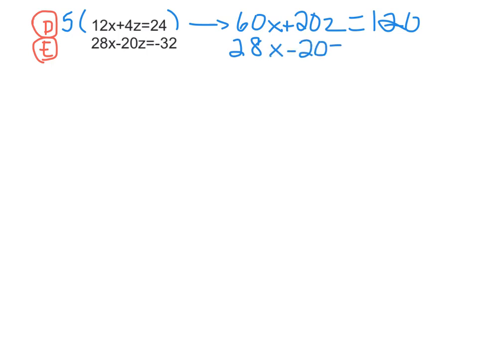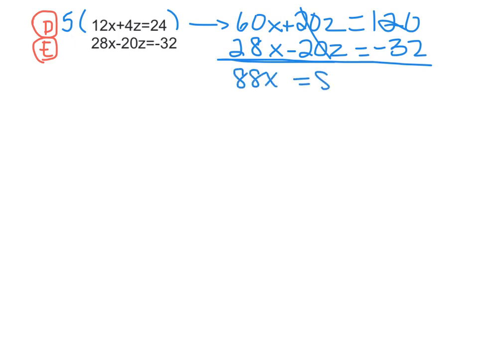And you should see it right there. Look at the z's. They're opposites of each other. So when I add, I know that they're going to cancel out. So then those are gone. I add, and I get 88x equals 88. And then when I divide by 88, I get that x is 1.